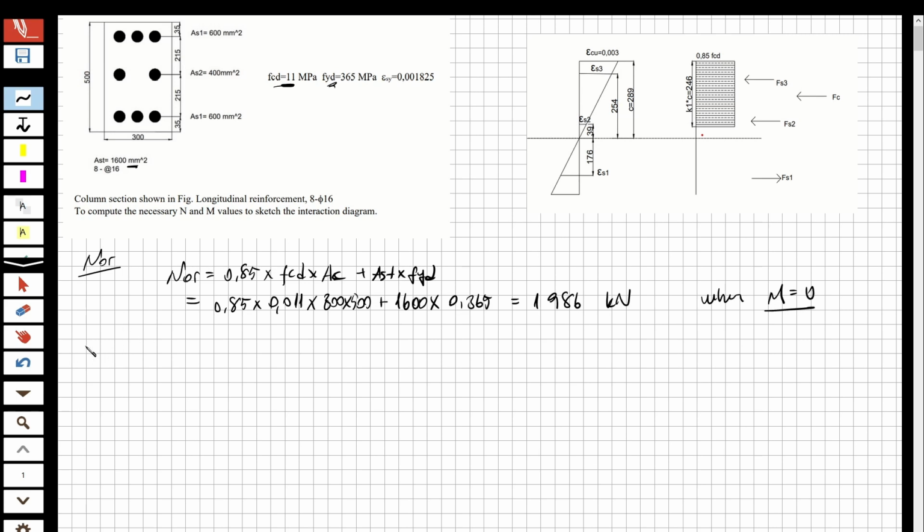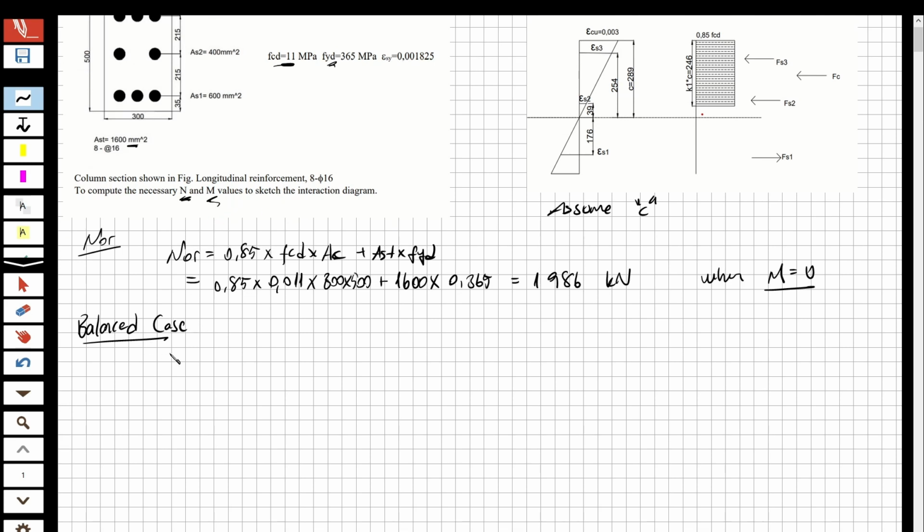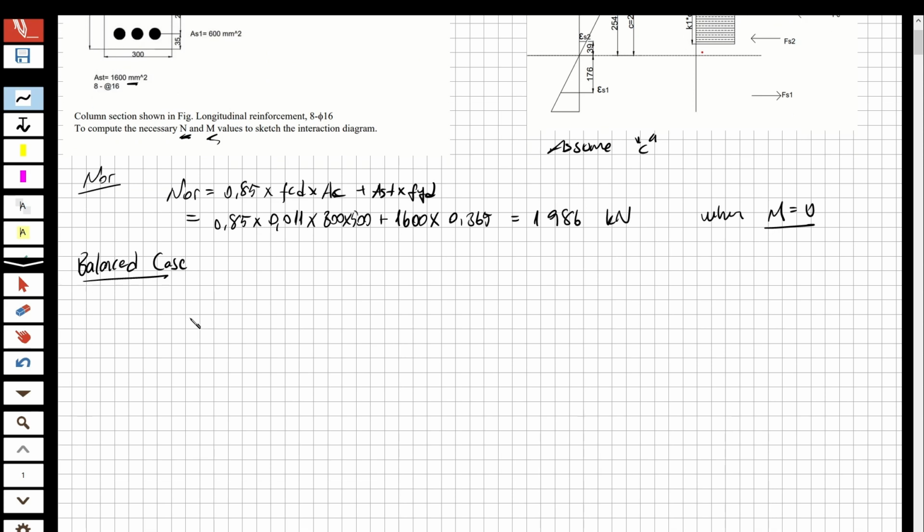So let's start to calculate the balance case. I'm going to tell you something for this question. In this question, we are going to assume neutral axis values, and due to these values, we are going to obtain the axial forces and also moments. Then we are going to draw the interaction diagram. So now I'm going to solve the balance case.